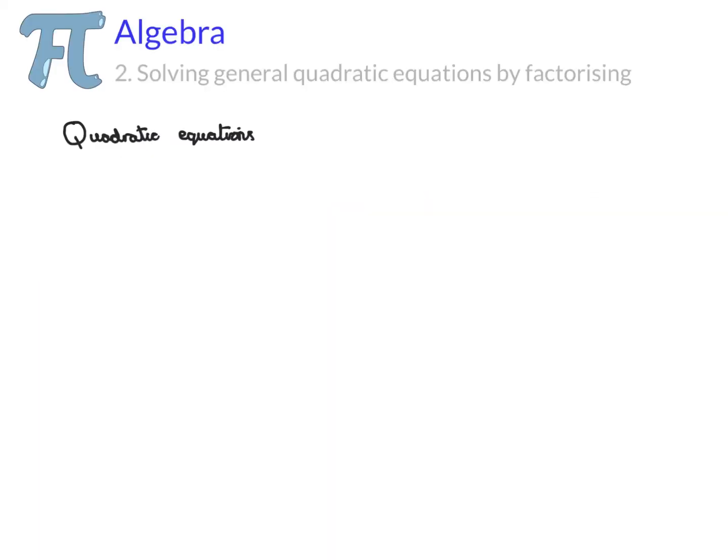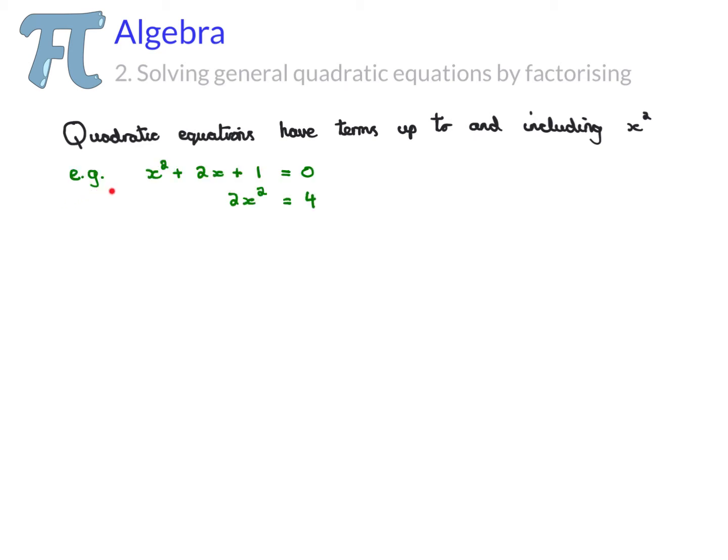A quadratic equation is one which involves the variable we're trying to find, usually x, squared. It does not have to just include x squared terms. It can also include x terms, and also constant terms too. This is an example, and this, and this. As with all equations, our job is to find the value of x so that this equation is true.